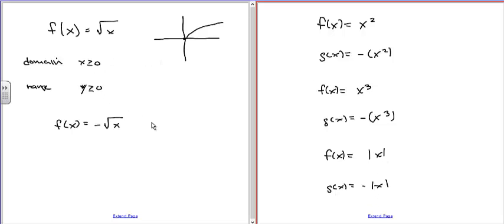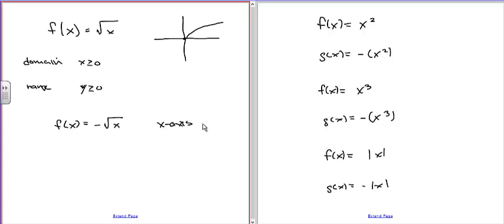Now all of these are x-axis reflections, because what we're doing is, for a given x value, we're changing the y value, and we're changing it so it's the negative of it. So this would be negative the square root of x, and this would be the square root of x. So you have this symmetry around the x-axis.